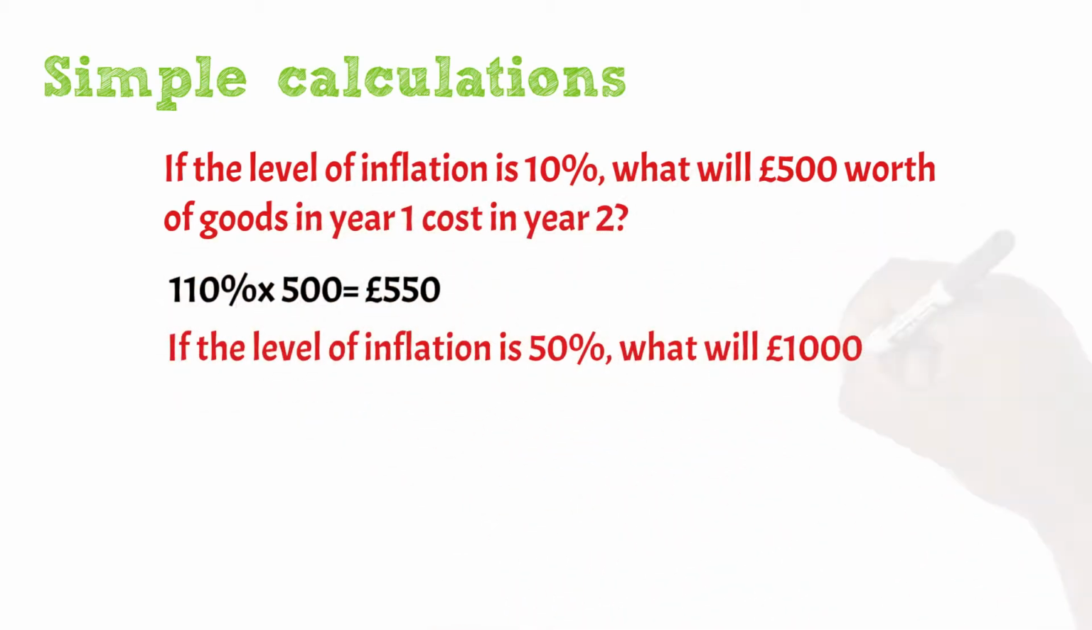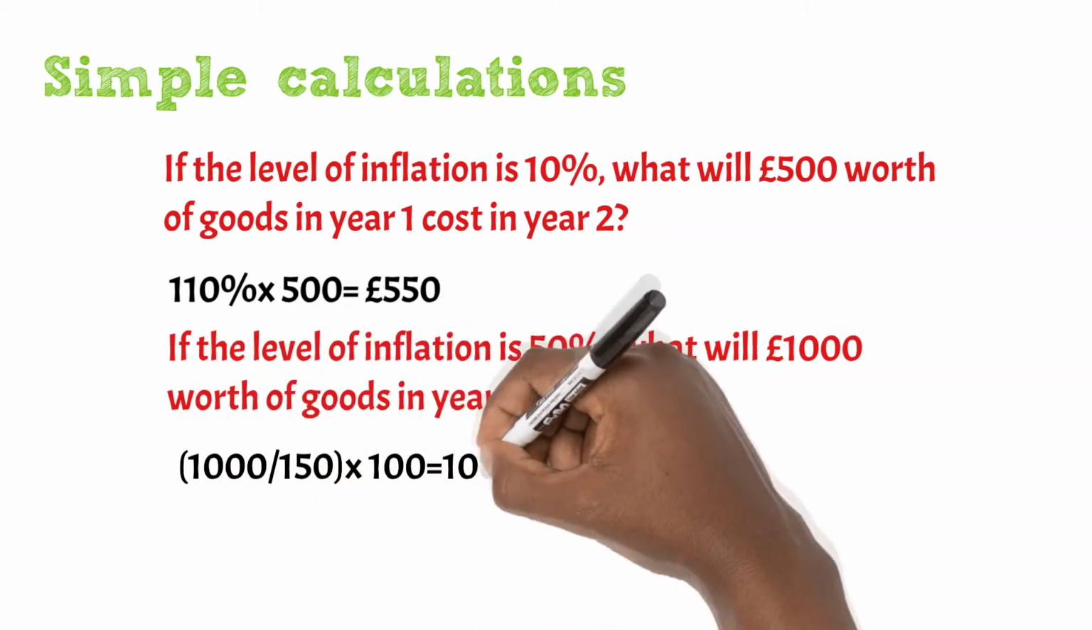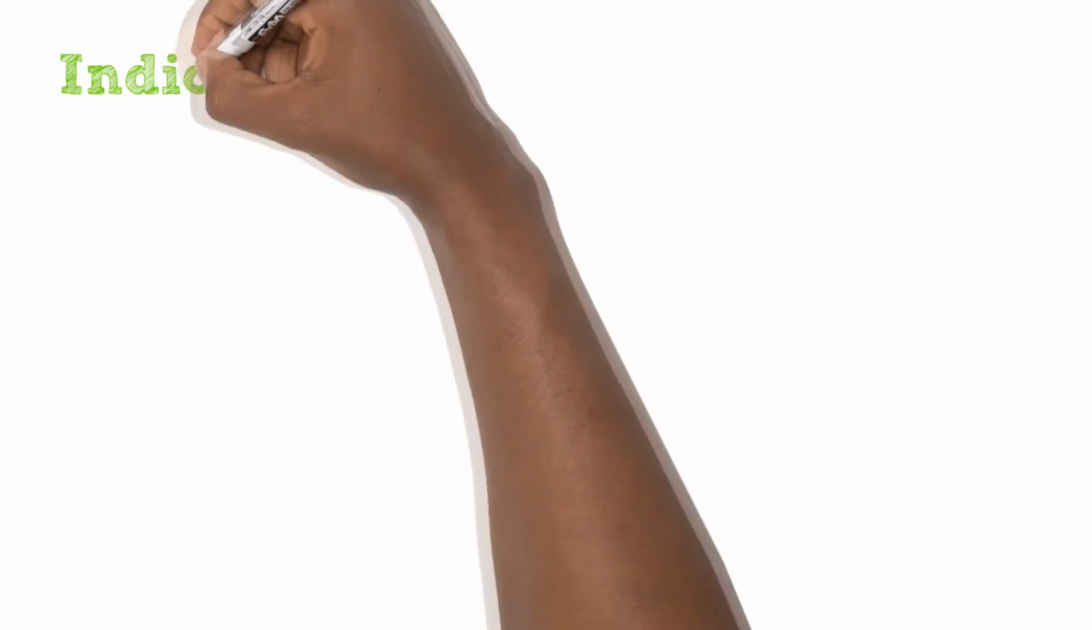Another example would be, if the level of inflation is 50%, what will £1,000 worth of goods in year 2 cost in year 1? To answer this, we would have to divide 1,000 by 150 and then multiply it by 100. 150 is 100% plus the rate of inflation of 50%. We multiply by 100 to get rid of the percent, giving us an answer of £666.67.